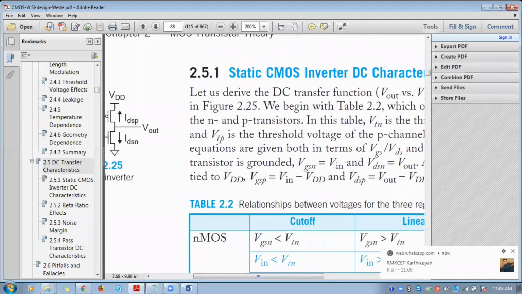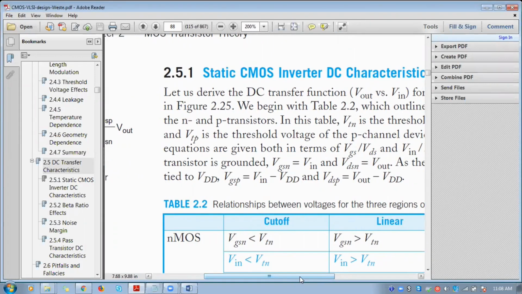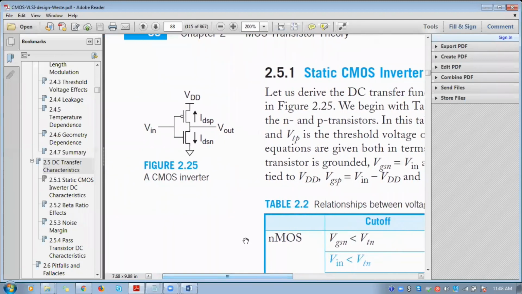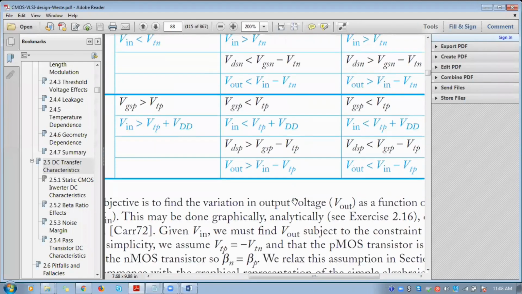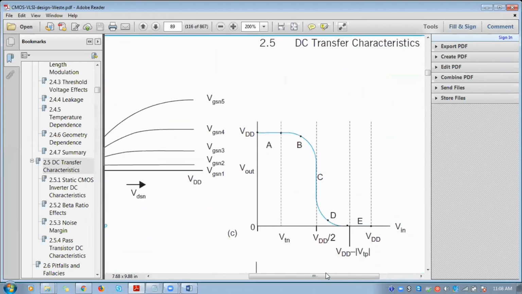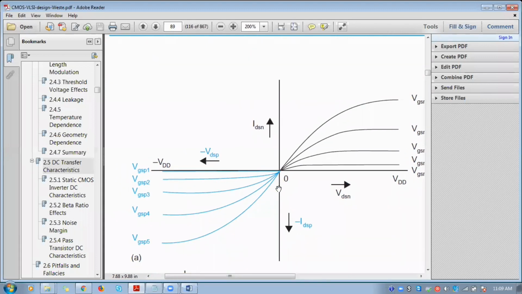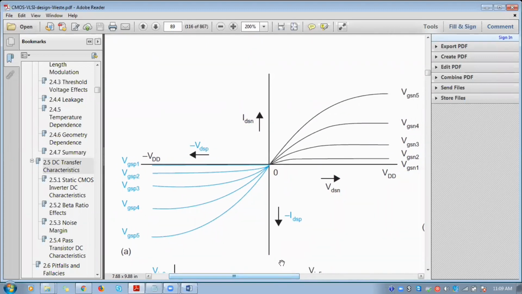So in the DC transfer characteristics, we will be considering both the working of NMOS and PMOS combined, and we will be discussing the operating regions and what is happening at each and every operating point. If you see the characteristics curve of a CMOS circuit, here we have combined both NMOS and PMOS IV characteristics curves. The first quadrant refers to the characteristics of NMOS. The third quadrant shows the characteristics of PMOS.